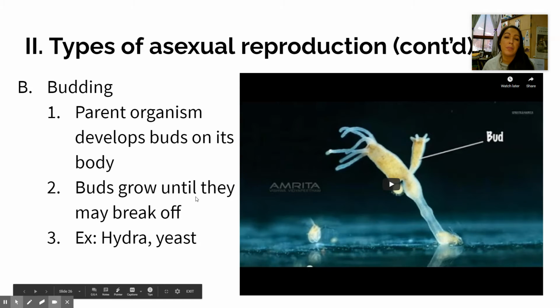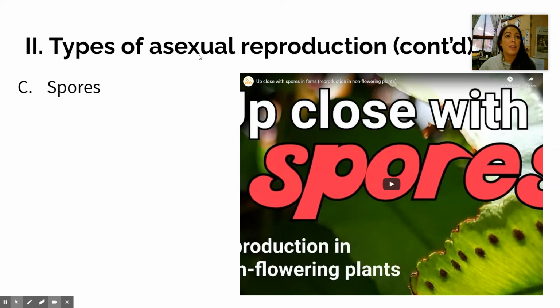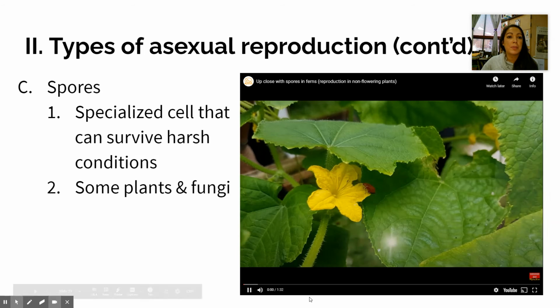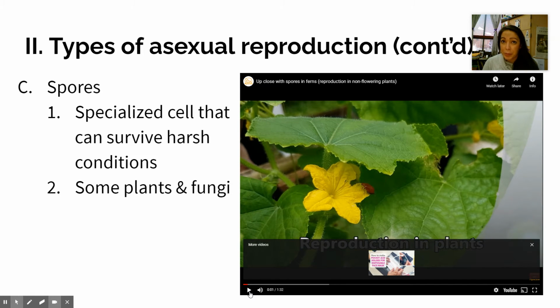Okay, so she gave us some information about binary fission as well, but also about budding. You got to see it in real organisms. Okay, the next type of asexual reproduction we'll talk about are spores.